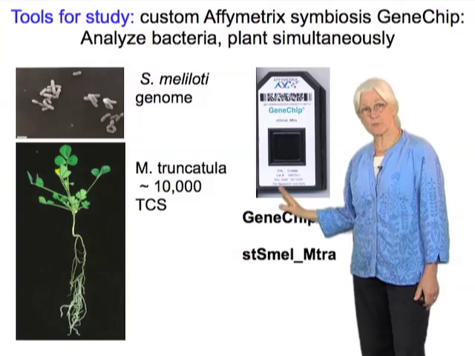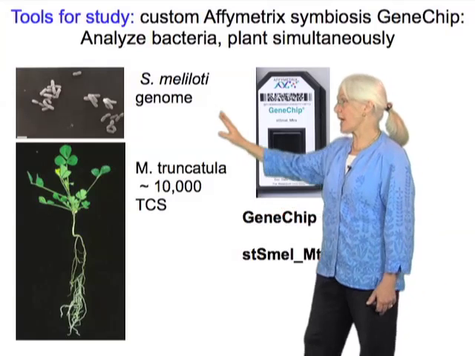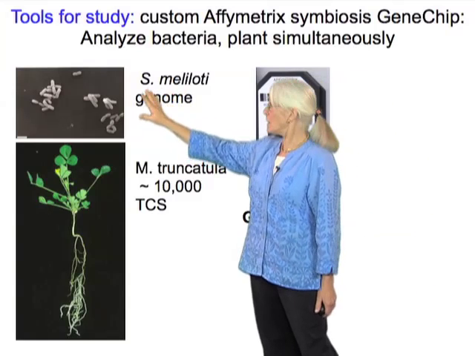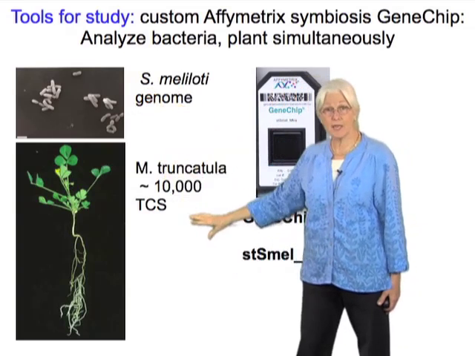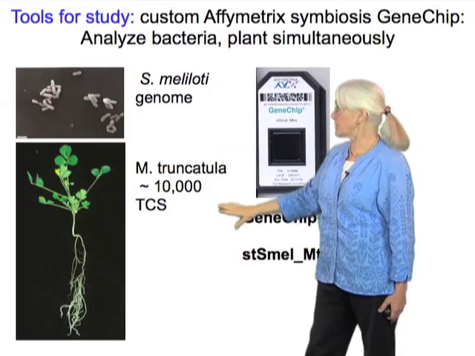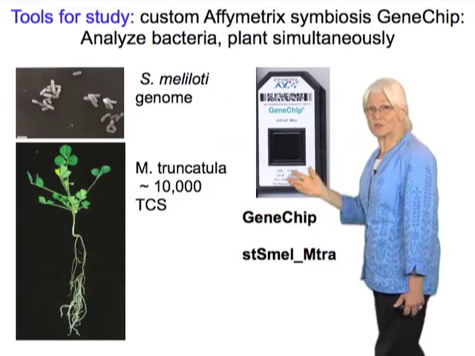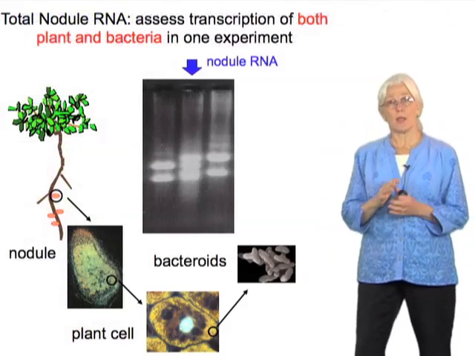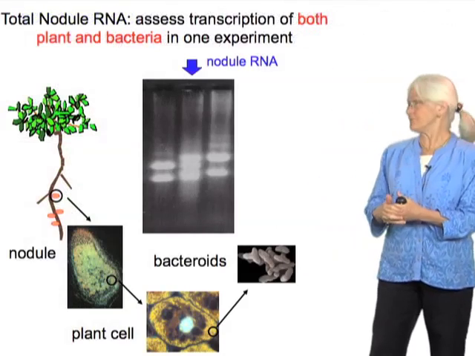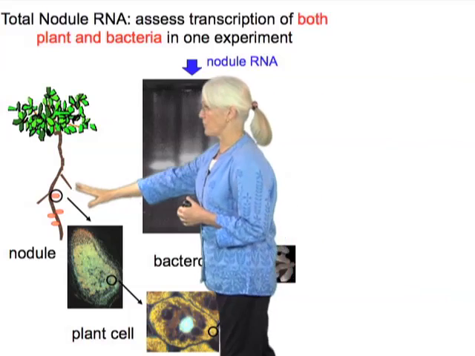Now you'll see some experiments later in which we're looking at the expression of genes in Sinorhizobium meliloti, and in one case we're going to be simultaneously looking at both the bacterium and the plant. And we can do that from a single RNA prep as shown here. So if you grind up a nodule, so you're starting with the nodule over here.